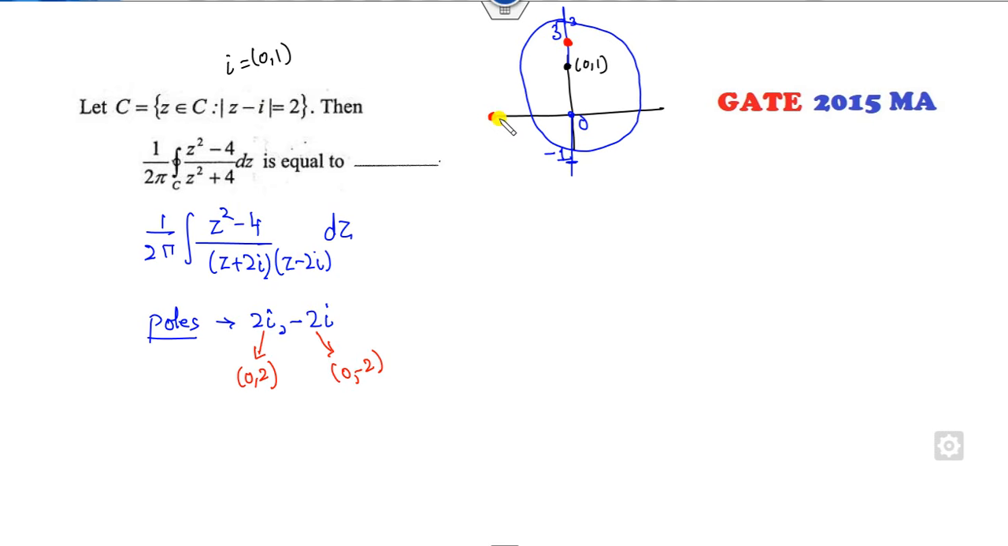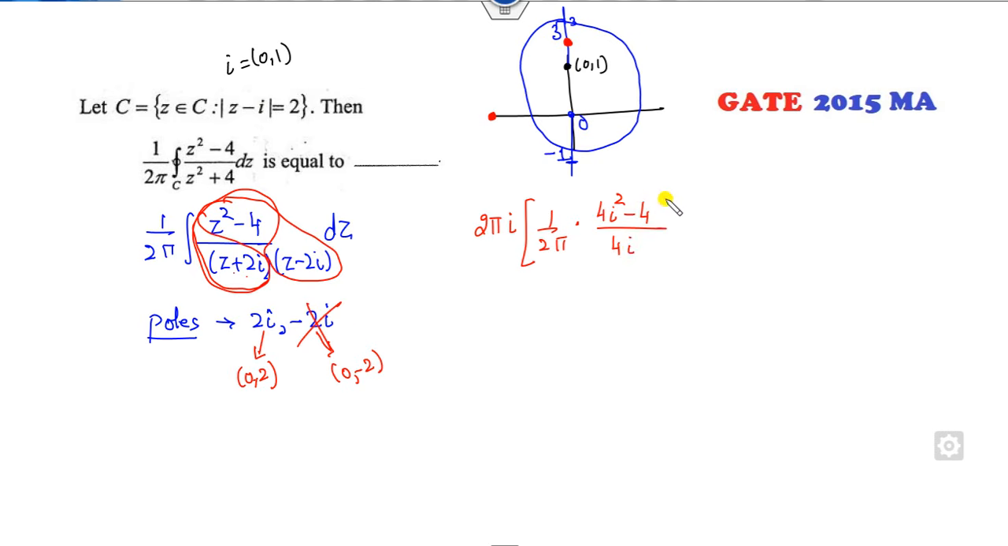Fine. So therefore this point lies outside, so only the coordinate here counts. So I can substitute the value. What is the right answer of this? 2 pi iota times, I can substitute the value at 2 iota. So it is 1 over 2 iota, that's 4 iota square minus 4. This is 4 iota. So 2 pi iota will be cancelled, 4 is cancelled, iota square is minus 1. This is minus 2, the right answer of this problem.